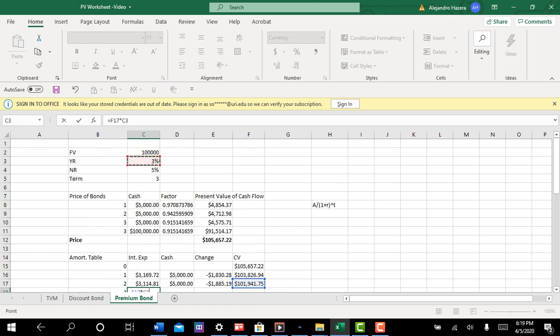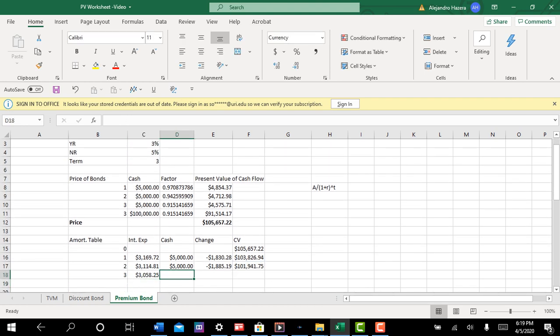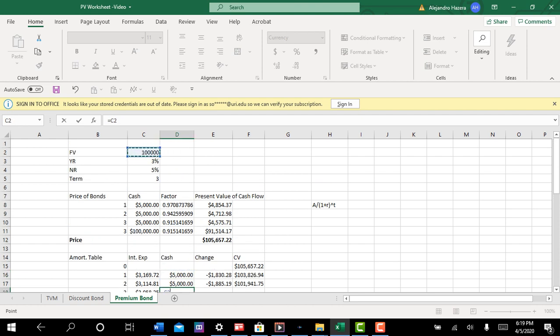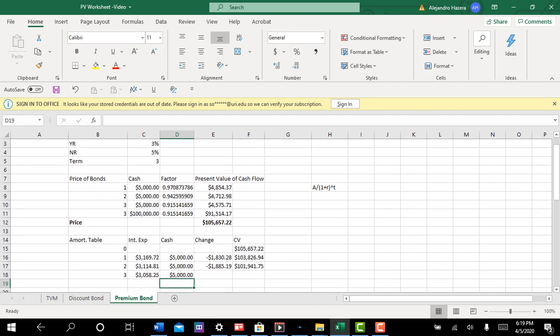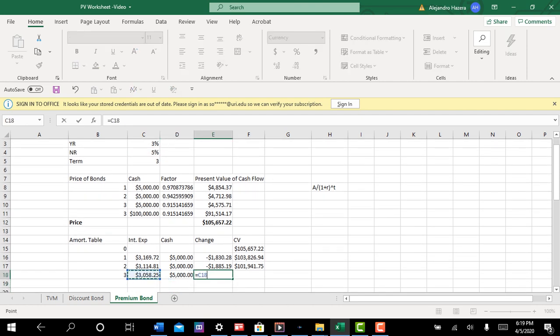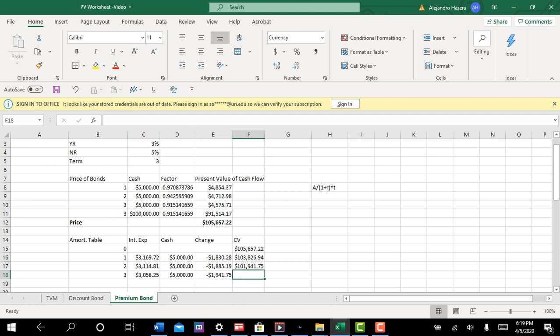We'll go up here to 3%. That's your interest expense. Your cash is always going to be equal to 5,000, which is 100,000 times the 5%. Okay, and the change is obviously going to be negative again. It is going to be your interest expense minus your 5,000. So your carrying value is going to go down by 1,941.75.